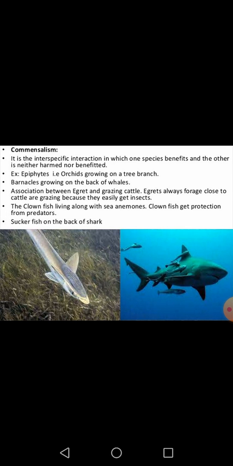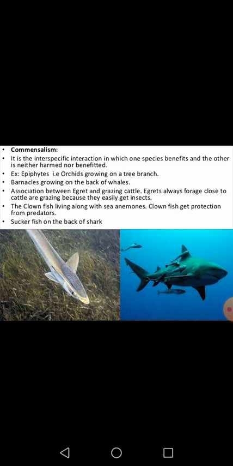Okay, similarly barnacles which are growing on the back of the whale: while the whale is moving, the barnacles are also moving, but there is no disadvantage for the whale. Okay, similarly egrets are a kind of bird. They generally want to live in association with the cattle, while the cattle are grazing or foraging. At the same time the insects will fly into the air and the egrets will catch the insects. So there is no harm to cattle but egrets are benefited.